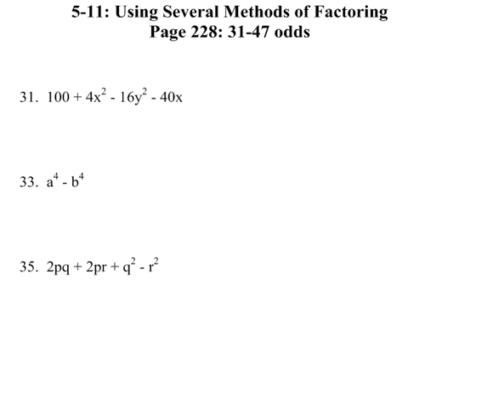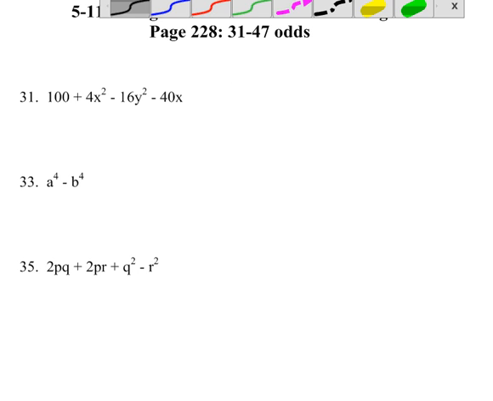In the second assignment from 511, this was page 228, 31 to 47 odds. This was from Wednesday. Let's take a look at these odd number examples, how to arrive at your answer. Starting at number 31, what you've got is 100, 4x squared, 16y to the second, and 40x. And let's find out how to do this.